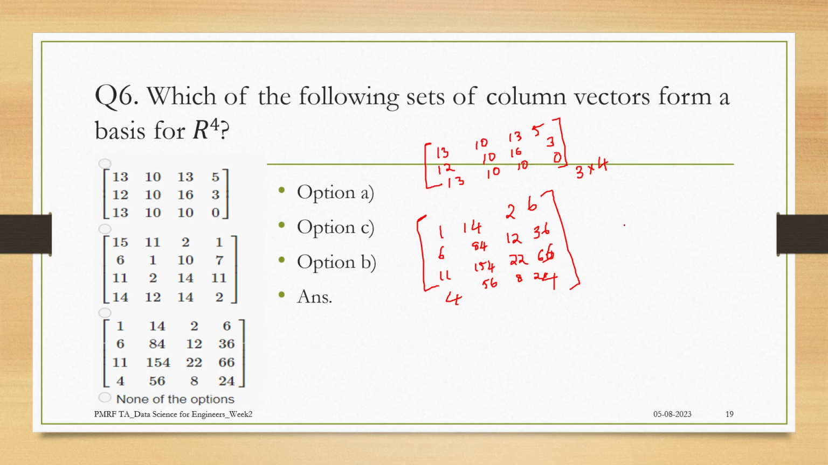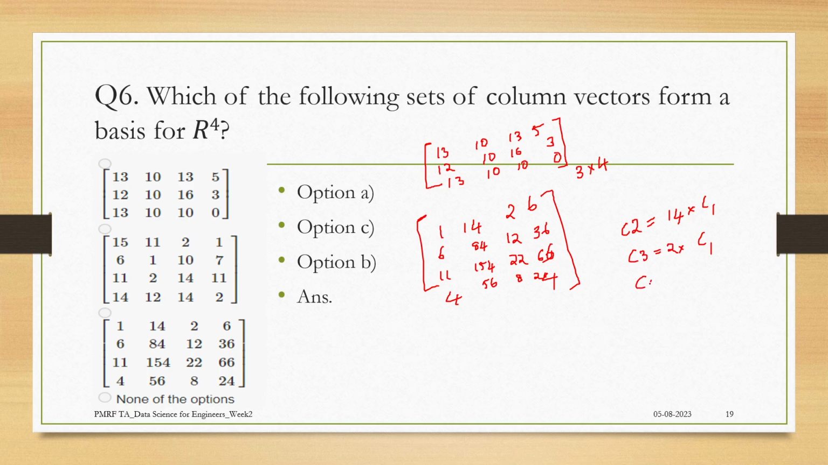Yeah, you're right, Jason. In column 2, you see 1 into 14 is 14, 6 into 14 is 84, 11 into 14 is 154, and 4 fours are 56. So column 2 equals 14 into column 1. So there is a linear dependency. Is there anything else? 1 into 2, 6 into 2 is 12, 11 into 2 is 22, 4 twos are 8. Column 3 equals 2 into column 1.